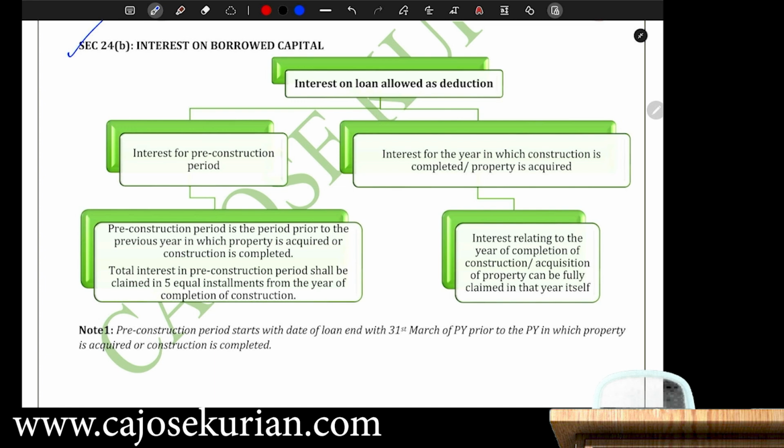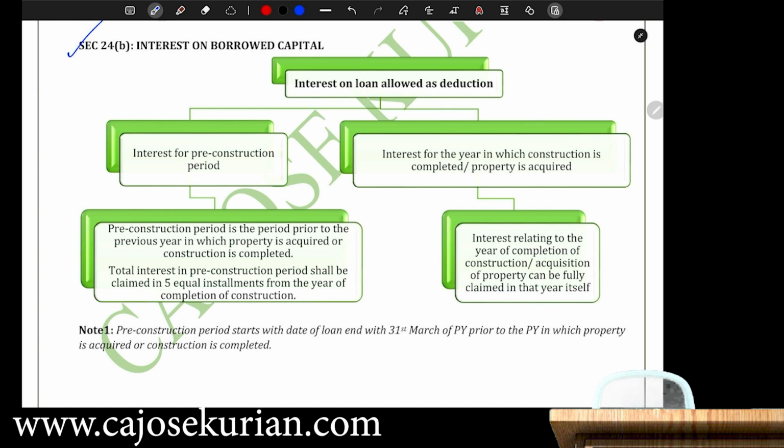Can I claim it as a 24B deduction from house property head? No. Why? Because there is no property at all. First of all, you have to complete the property. If you have a property only, there will be house property head. So all the interest that you are incurring during the construction period is said to be pre-construction interest that you have to accumulate till your construction completely gets over. Then once your construction is over, there will be house property. Then you claim it as a deduction under 24B according to the method that we say.